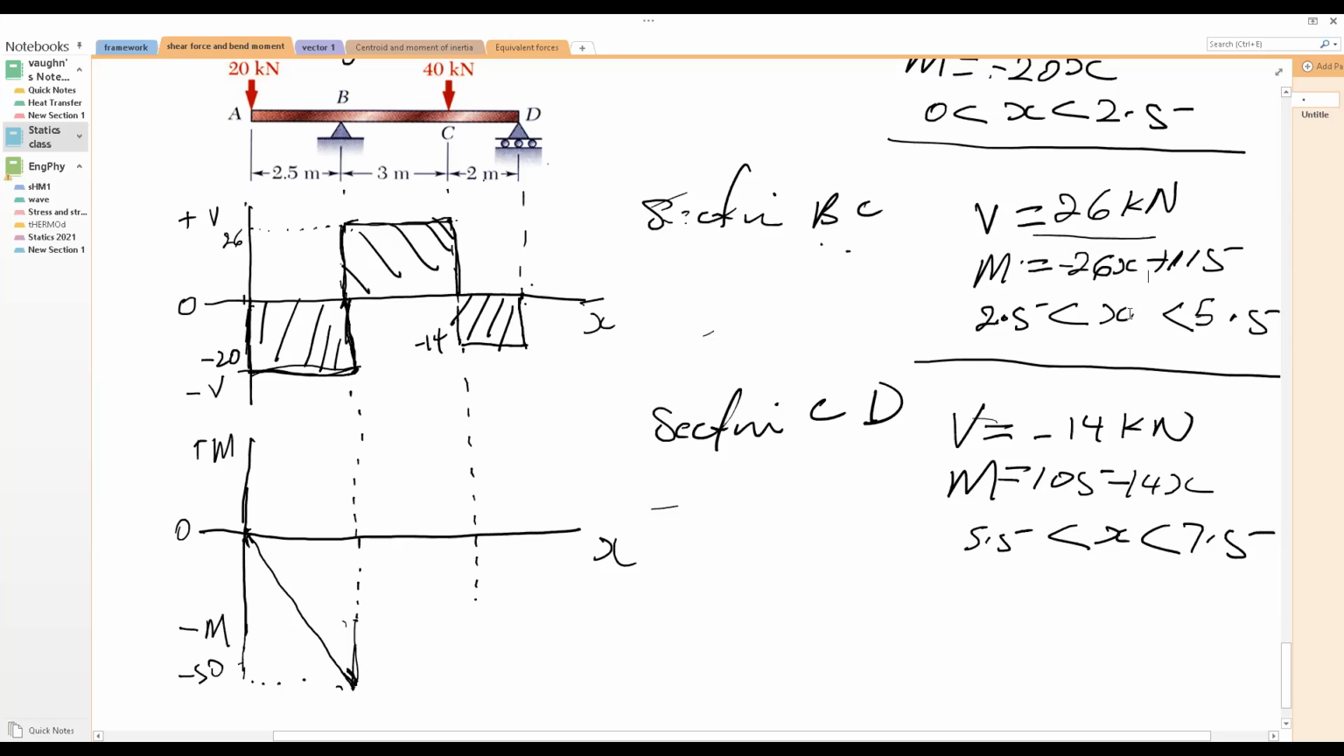All right, so let's put in another range value here. If you put in 5.5, let's see what you get for 5.5. 5.5 times minus 26, I'm getting minus 143, added to 115. So I'm getting 28. All right, I'm getting 28 for that value there. So it means that when it is 5.5, the answer should be positive 28. I'm getting positive 28 though.